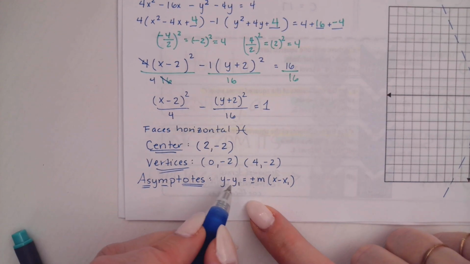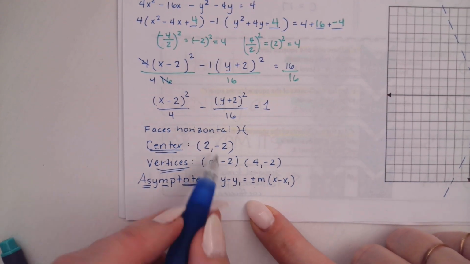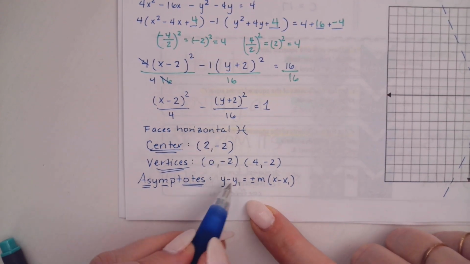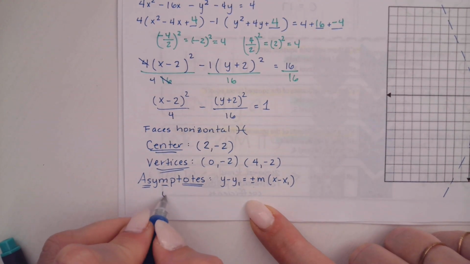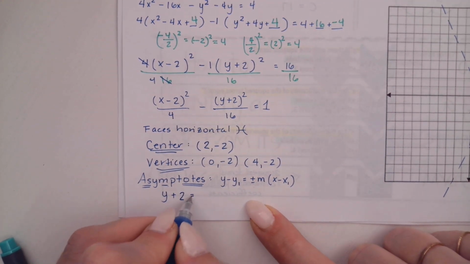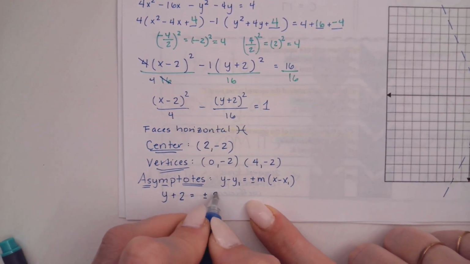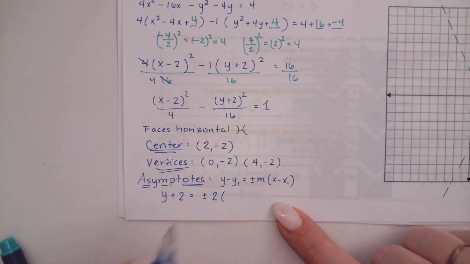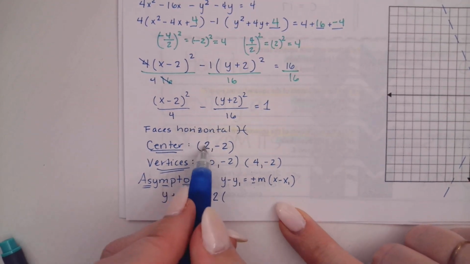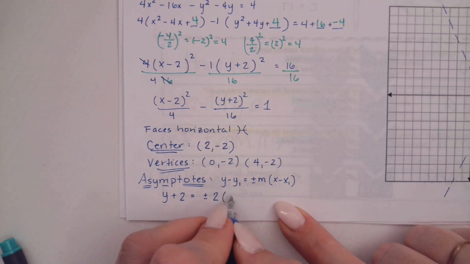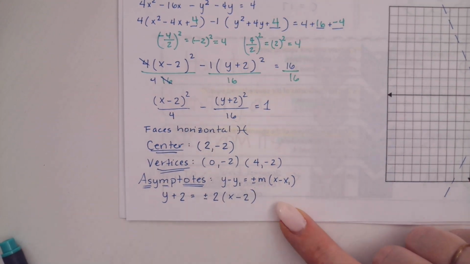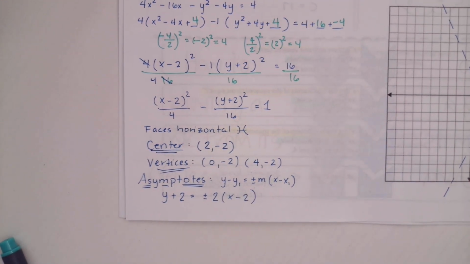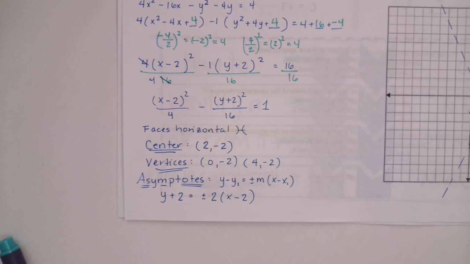Okay, so we'll do y minus the y that they both go through, which is the center point. So y minus -2 would be y plus 2, equals positive and negative 2 for the slope, times x minus the x of the center, which is x minus 2. You don't have to distribute it out. You can just leave it like that unless you want to distribute.